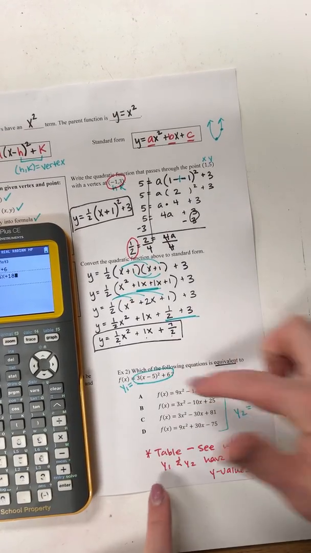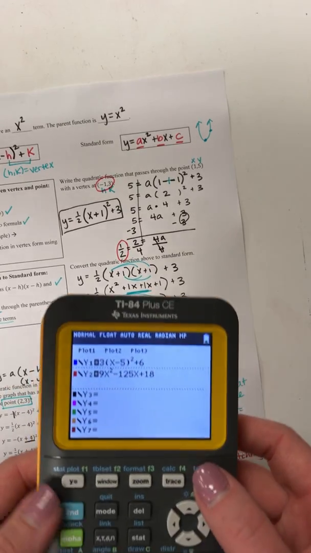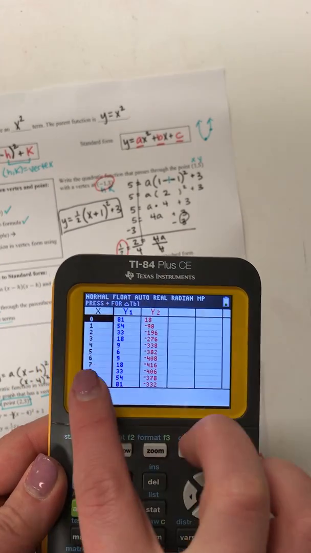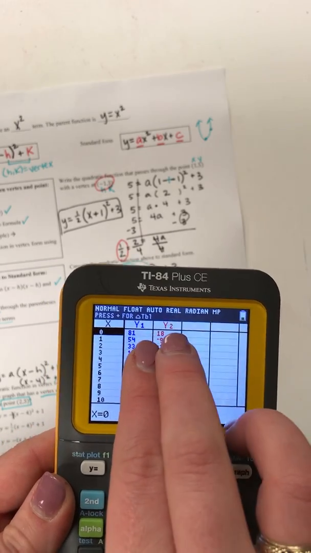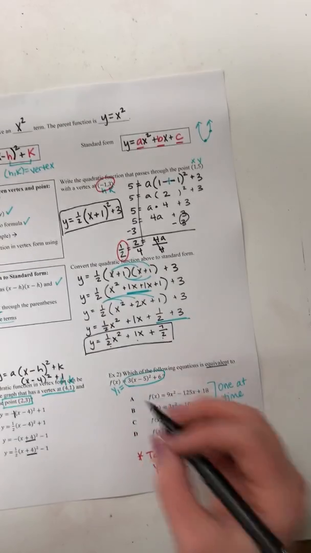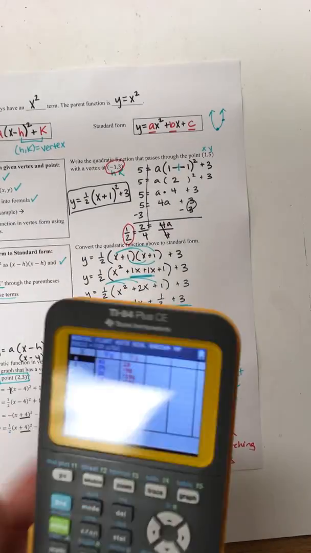Okay, so basically if they are equivalent equations, the table should be the exact same. So I've got them both in. If I go to second table, it shows you the x column, and if these were the exact same equation, y1, y2 would have the exact same y's. Obviously these are not the same. So A is not our answer. Okay, so then go back to try B, and hopefully you get lucky at some point.